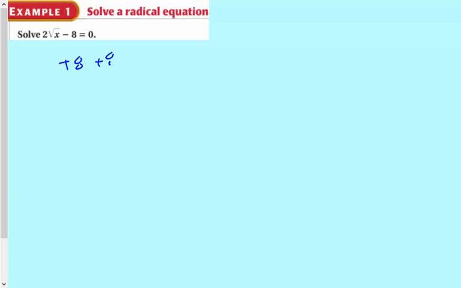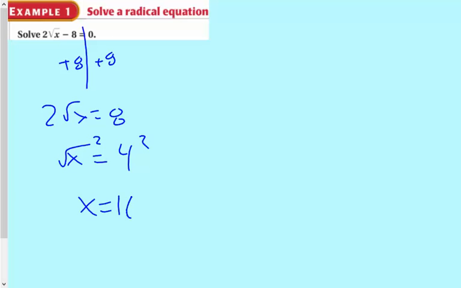I'm going to add 8 on both sides. So what I'm going to do is isolate the square root of x by getting rid of that 8 and the 2. So you have 2 root x equals 8, divide by 2, and you end up with 4, and then square both sides, x equals 16.